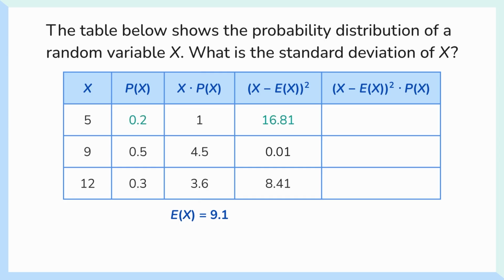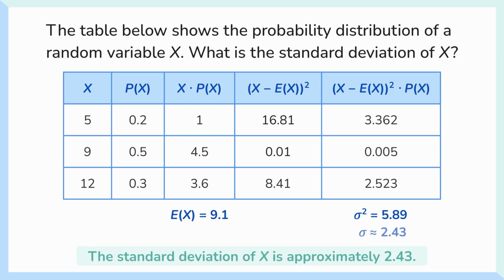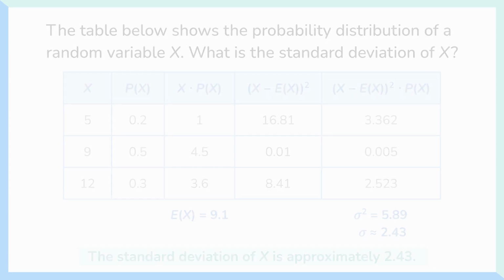Finally, we must multiply each of the squared deviations by its corresponding probability. 16.81 times 0.2 is 3.362. 0.01 times 0.5 is 0.005. And 8.41 times 0.3 is 2.523. The sum of these values gives us the variance, 5.89, which we represent with the lowercase Greek letter sigma squared. Now, to find the standard deviation, we just take the square root of the variance, or the square root of 5.89, which is approximately 2.43. Nice work! Let's try another one.